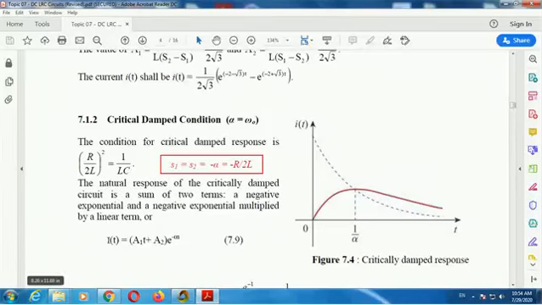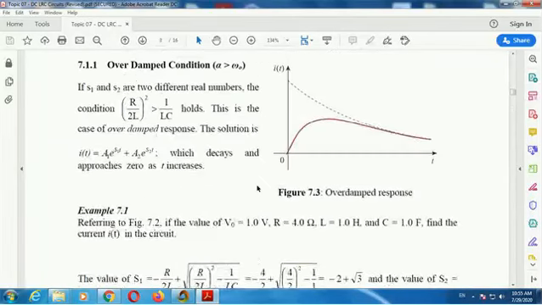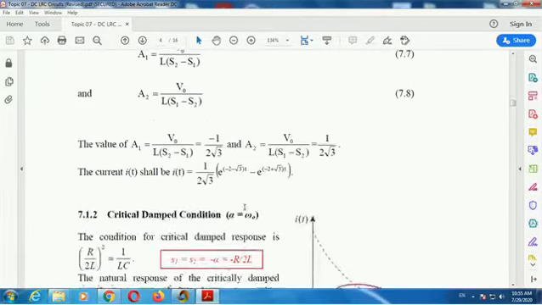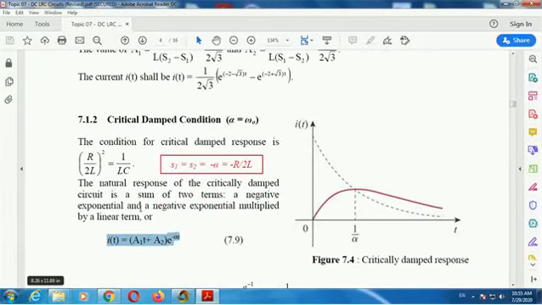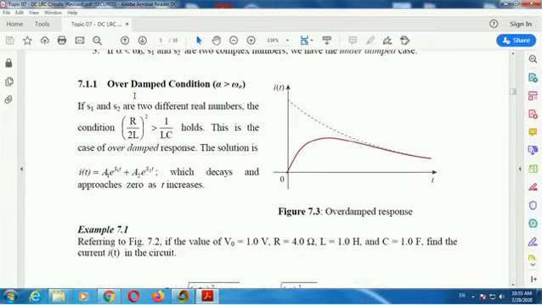Means the general solution is i(t) equals (A1 t plus A2) e^(minus alpha t). Alpha is equal to minus S1, which is minus alpha equal to minus R over 2L. Okay, critically damped, then the general solution is this one. In the exam I didn't give it. In the overdamped case, the general solution is this one.